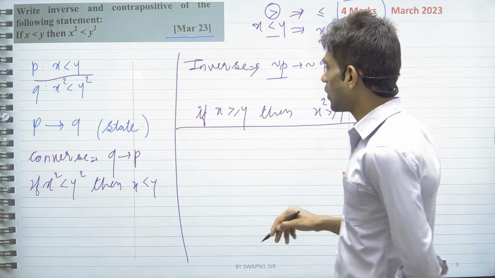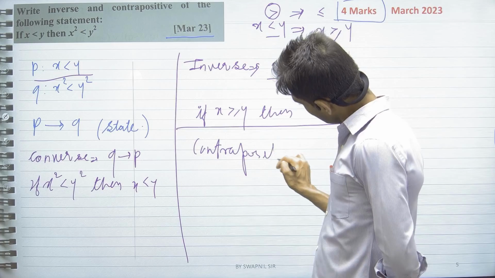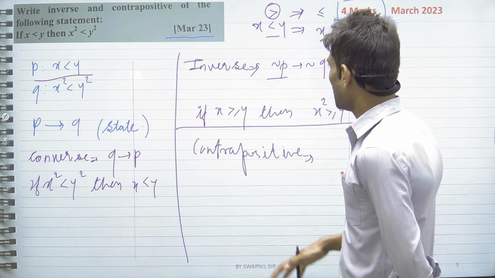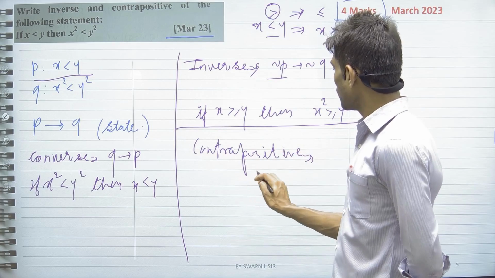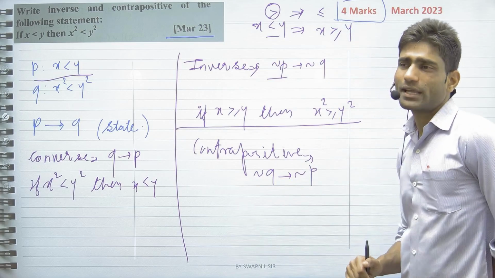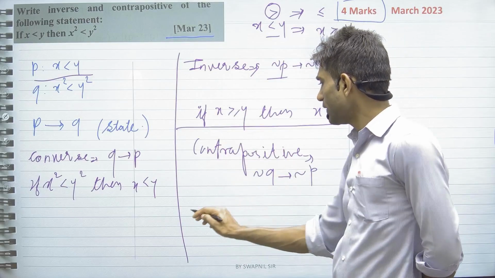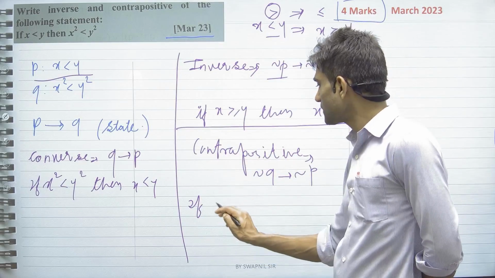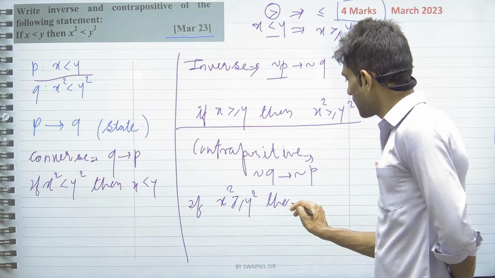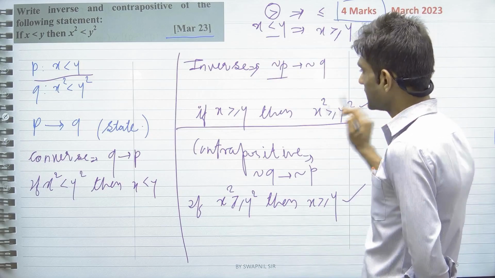Now let's go for the converse, inverse and contrapositive. Contrapositive says that whenever we have the statement P implies Q, we go for negation of Q implies negation of P. So contrapositive gives us negation of Q implies negation of P. Negation of Q, that means x square greater equal y square, then negation of P, that means x greater equal y.